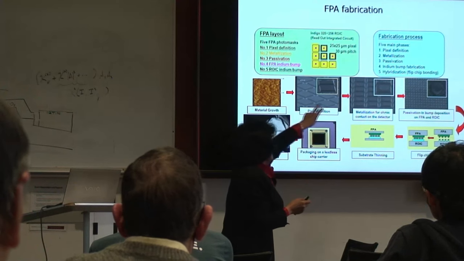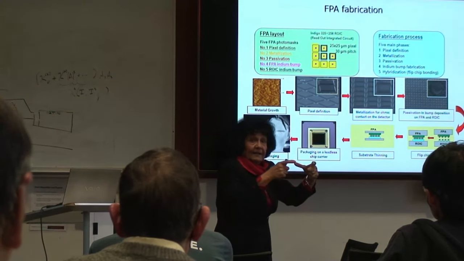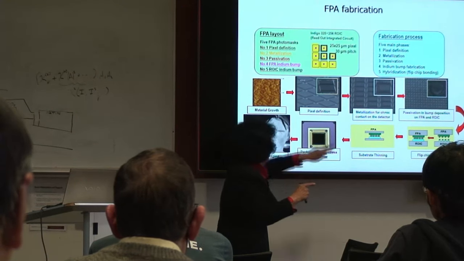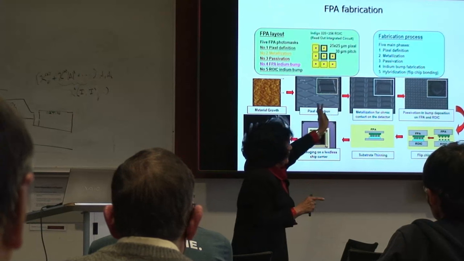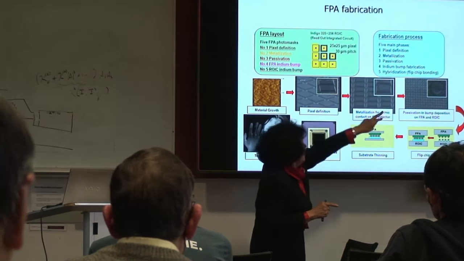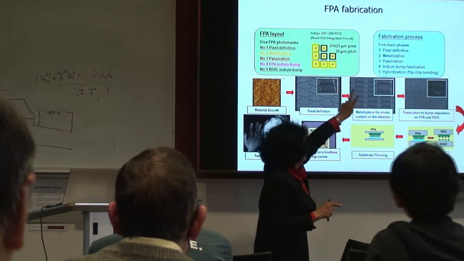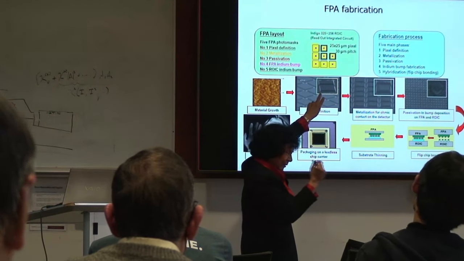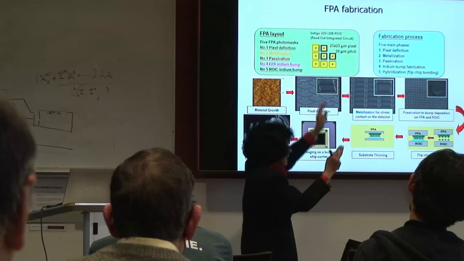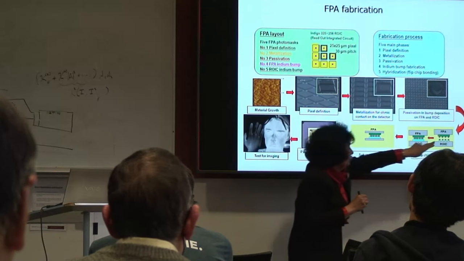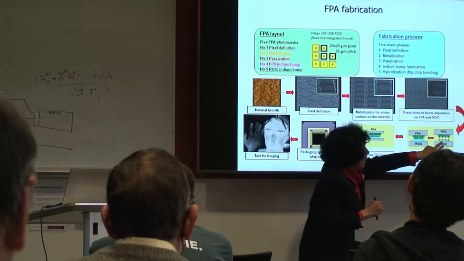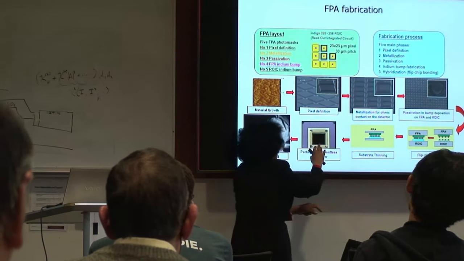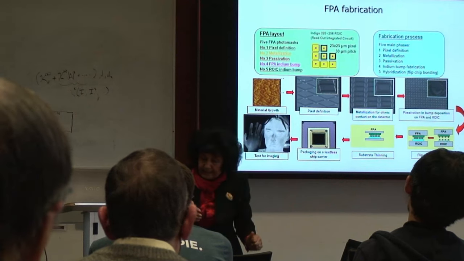And equivalent to that, we have the readout integrated circuit, the same cells. So we put that together, and we put the indium bump on each transistor and on each pixel of the semiconductor arrays. We do the flip-chip bonding by the indium bump, and we remove the substrate, and we do the packaging, and we do the image.